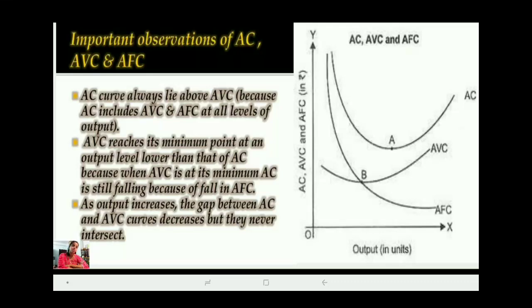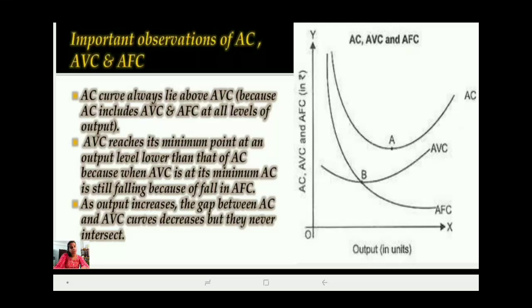So average variable cost's minimum point is point B, and average cost's minimum point is A. So B is reached before A, and average cost keeps on falling because of the average fixed cost.